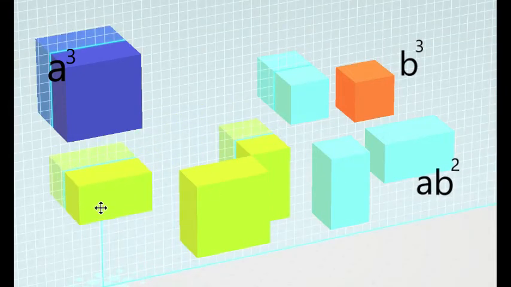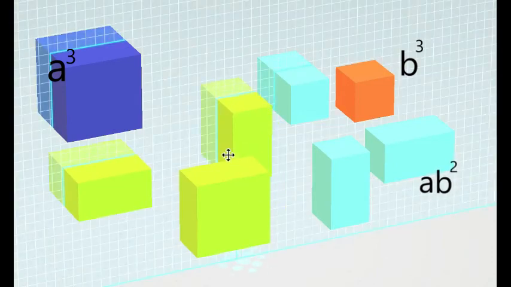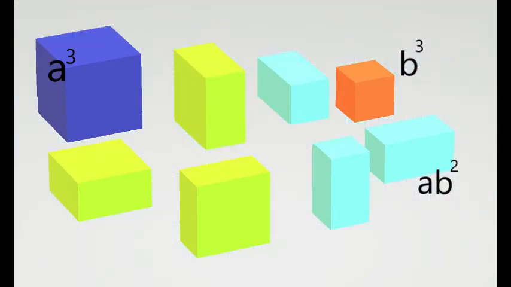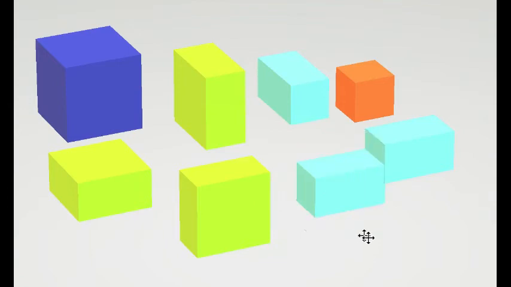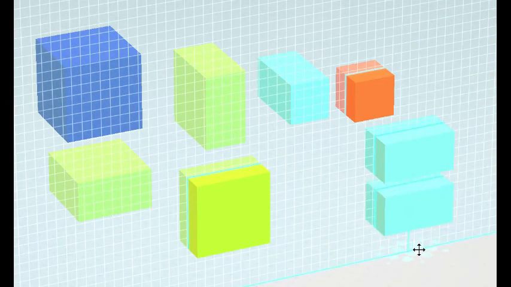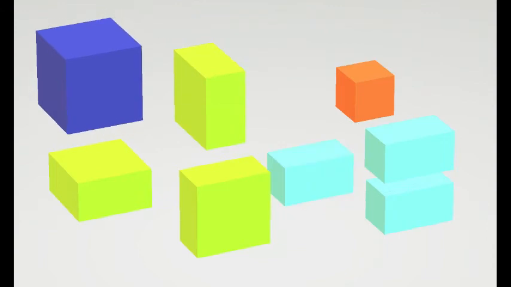Then these three lemon green blocks whose one face is clearly seen to be equal to a square, and it was extended to a length of b. Hence the cross-sectional area a square into the extended length b would give the volume of this lemon green cuboid as a square b. So we have a cube, we have b cube, and now by simple rotation and change of position I am going to show you that these three turquoise cuboids are equal to each other, and those three lemon green cuboids are also equal to each other.